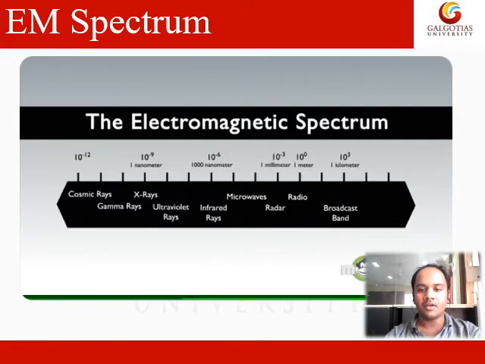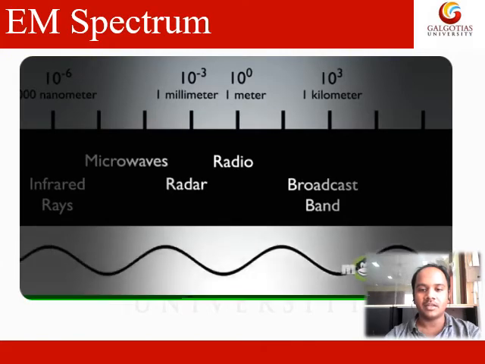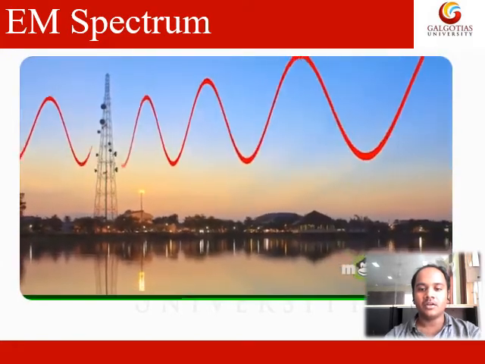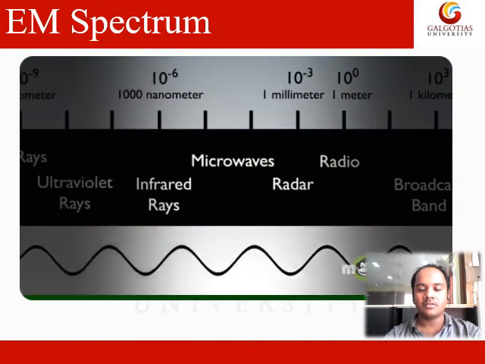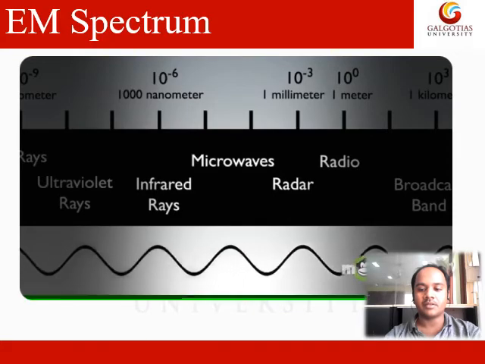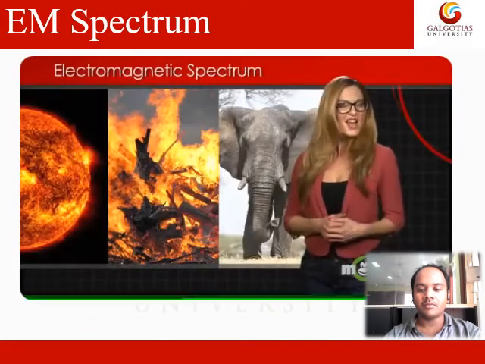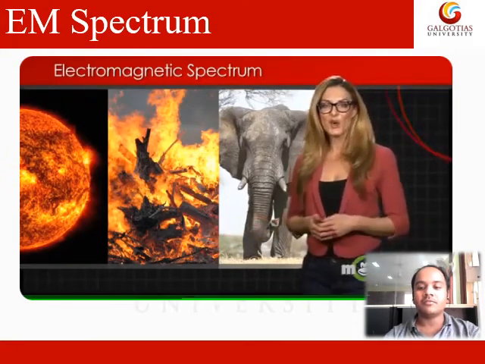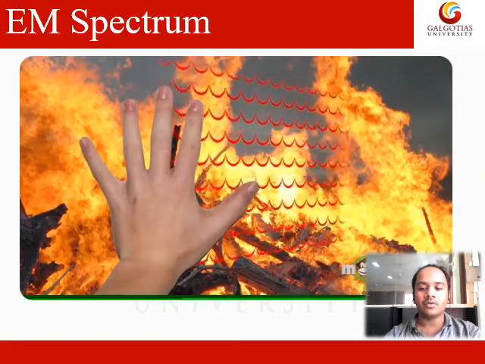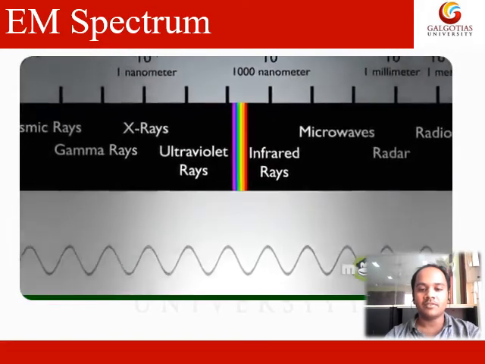If you see here, this is the electromagnetic spectrum. The radio waves are used for signaling purposes, whereas the radar waves are used basically for phone signaling and other purposes. Microwaves are basically used for your microwave oven, or anywhere you're trying to create some amount of heat by using waves.